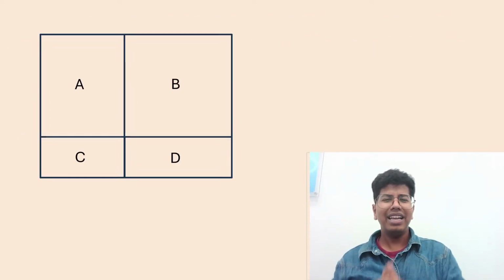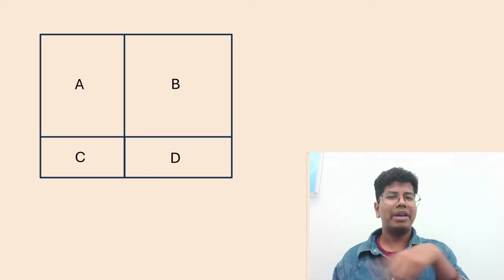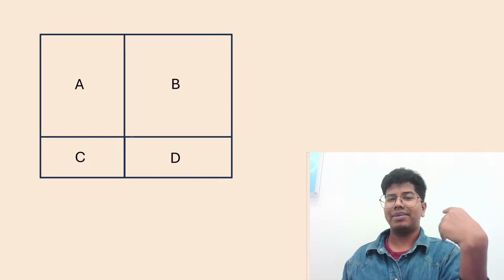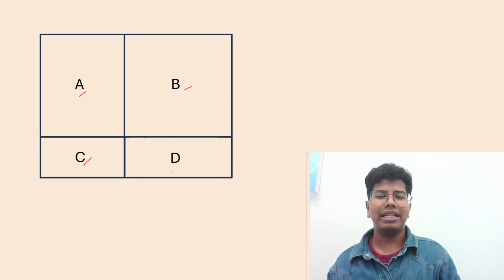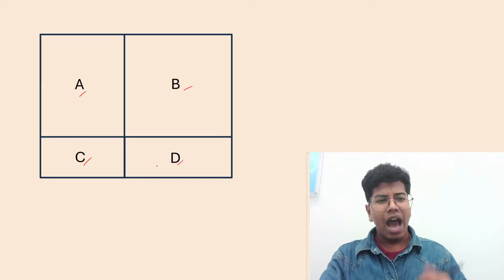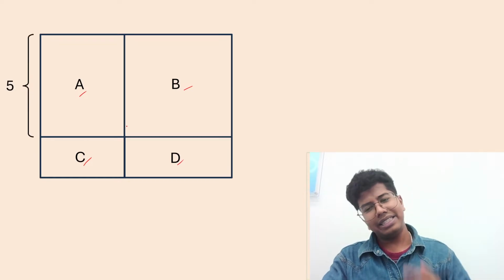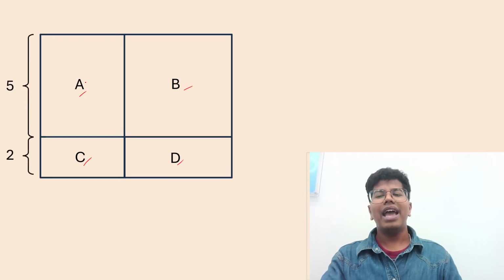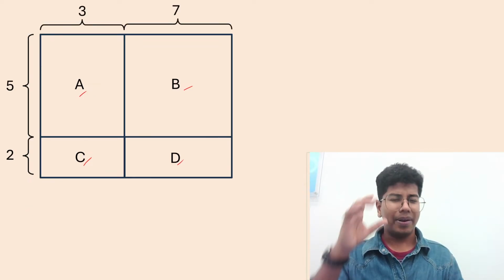Let's just start simple. Let's say 4 rectangles inside a big rectangle. Let's see what happens. The areas of these 4 rectangles, let's say, are A, B, C and D. Now the lengths present here: for A, the length is 5. For C, the width is 2. For A, the width is 3. And for B, it's 7.